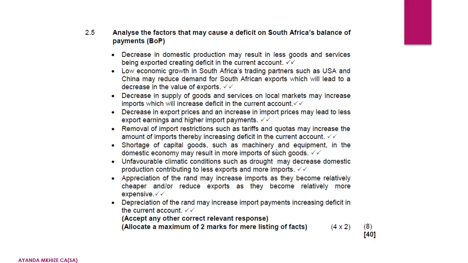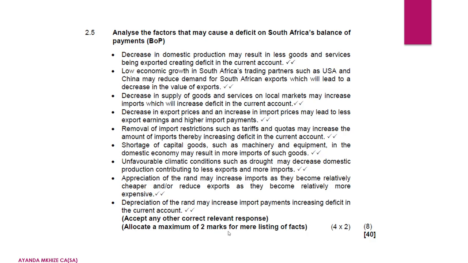Shortage of capital goods such as machinery and equipment in the domestic economy may result in more import of such goods. Unfavorable climate conditions such as drought may decrease domestic production, contributing to less export and more import. Appreciation of the rand may increase imports as they become relatively cheaper and or reduce exports as they become relatively more expensive. Depreciation of the rand may increase import payments, increasing the deficit in the current account. Accept any other correct relevant response. So what does that mean? Any response that is in line with a deficit in BOP will earn a mark.